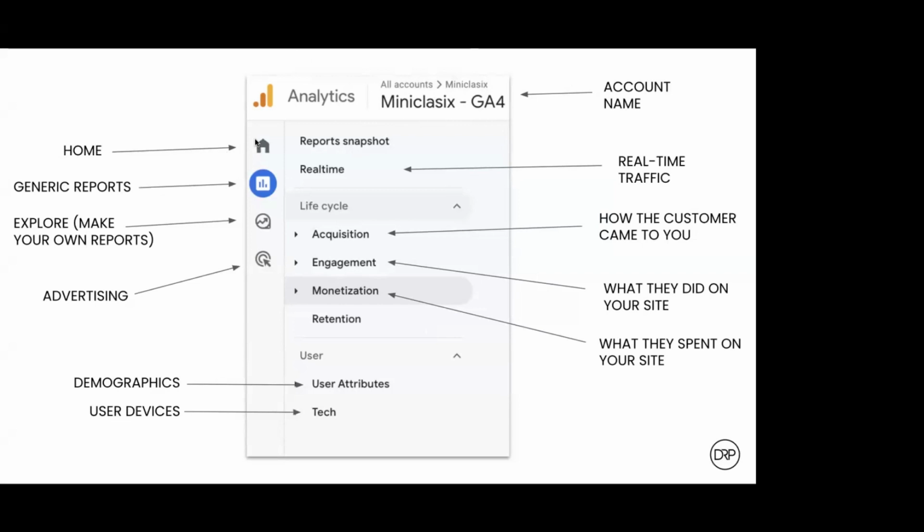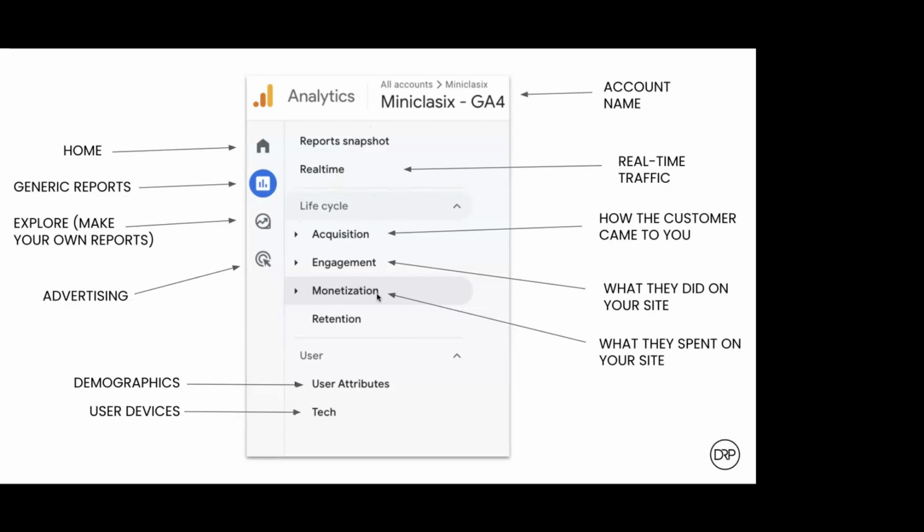You have your generic reports that really, you can't edit. They're just very top level. You have your Explore, which is make your own reports. And then you've got advertising. We're going to focus on the Explore tab today and making our own reports. Going further, if you're in the generic reports tab, you'll have a real-time traffic report. So if you send out an email and you want to see the boost in your online traffic, you can quickly click real time, and it's going to tell you how many people are on your site at that present time. Then we've got life cycle, which toggles down into acquisition, engagement, and monetization.